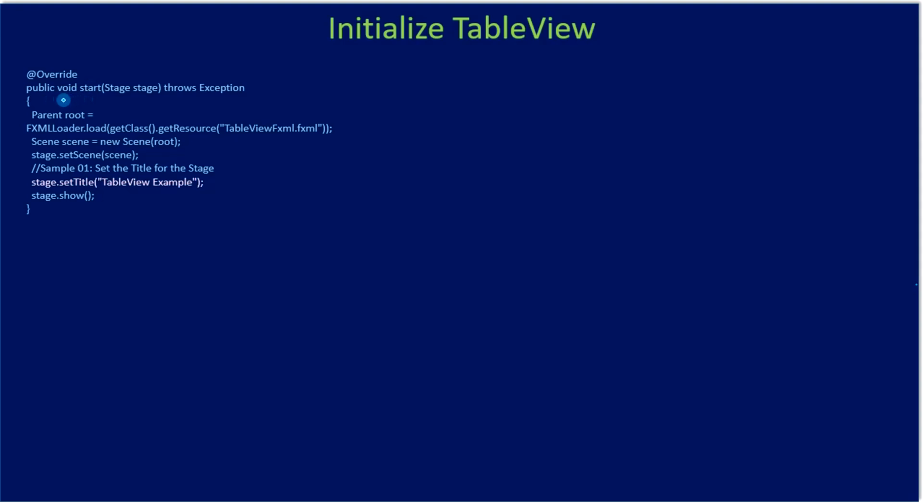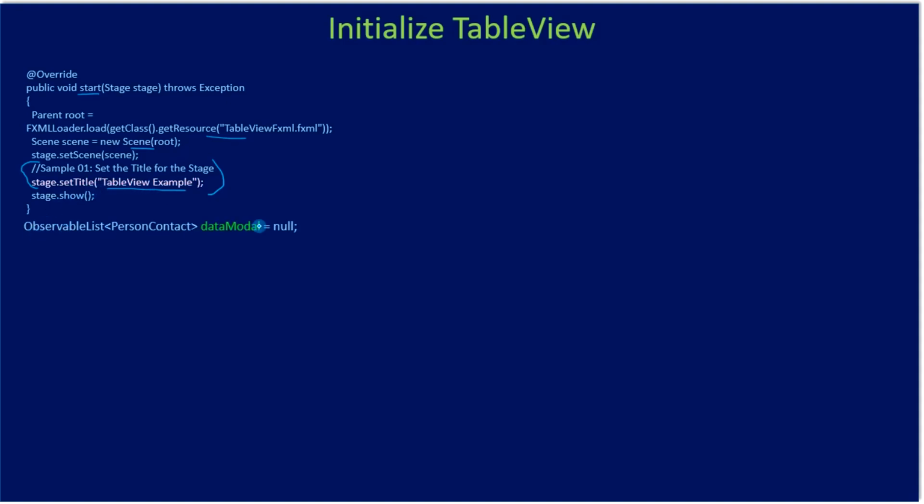So we have a start method entry point, right? In that start method entry point, we just append this piece of code. These are all already added by the Scene Builder. We just plug in the code to set the title for our window or stage.